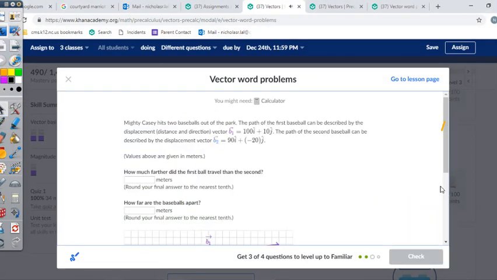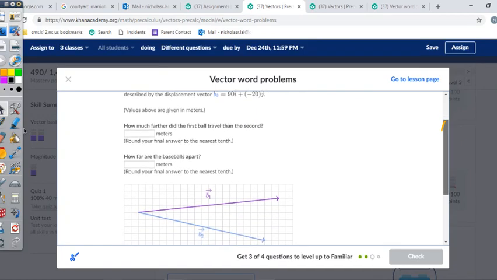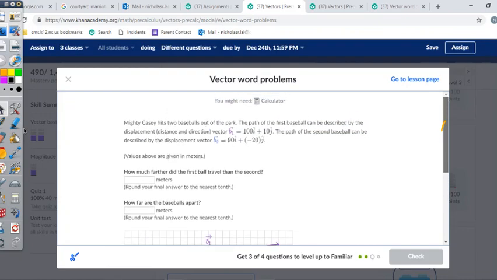Check it. Next question. Mighty Casey hit 2 baseballs out of the park. The path of the first baseball can be described by the displacement, distance and direction of vector b1, that's equal to 100i plus 10j. The path of the second baseball can be described as the displacement vector b2, 90i plus negative 20j. Values are given in meters. How much farther did the first ball travel than the second? And how far apart are the baseballs?